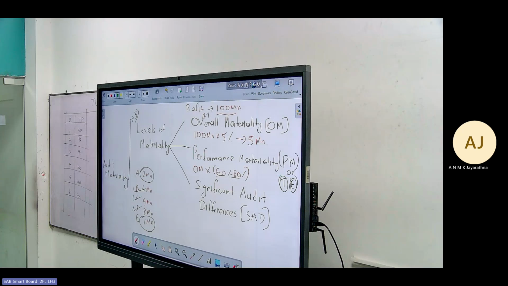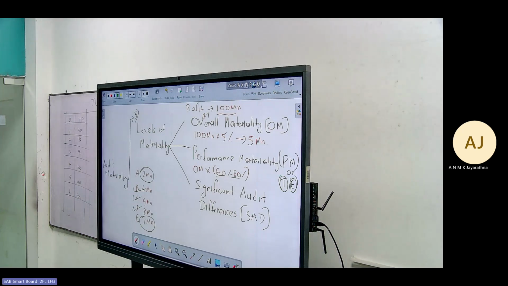In this side, only 10. So less risk. It doesn't mean you should not do the audit. You have to do the audit, but less risk. So if you feel high risk, then high risk means a lot of material statements are there. If you want to identify those material statements, you have to check more transactions.